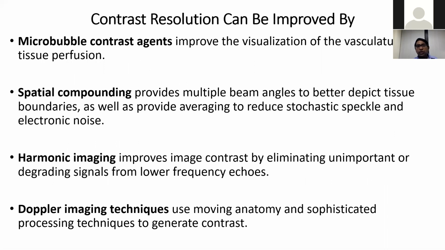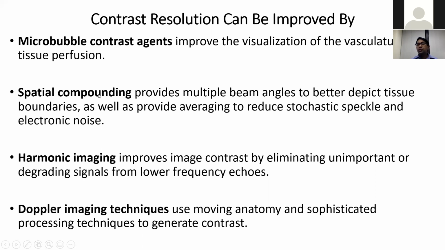So contrast resolution can be improved by use of microbubble contrast agents. These are small gas bubbles that are introduced into the vasculature, and which have very high acoustic impedance, and so they create a huge reflection of the echoes. That's how you can clearly identify where the microbubble is, and that improves the visualization of the vasculature and how the tissue perfusion happens. Another way of improving contrast resolution is spatial compounding.